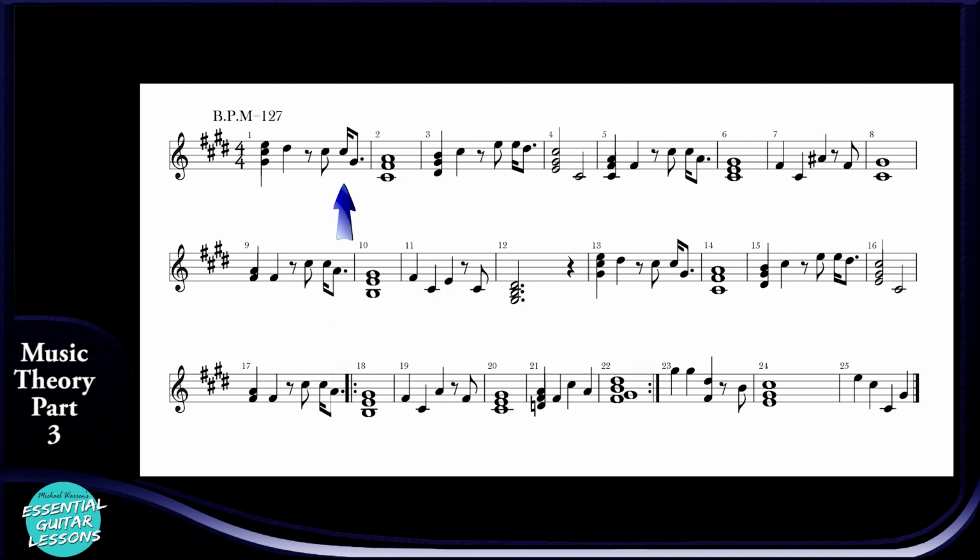So we have the 16th and the dotted 8th, and we halve it and join them together. So that equals an 8th plus a 16th, and we have the 16th before that. So that adds up to another quarter note. So the bar adds up to 4 quarter notes, so we're good to go.